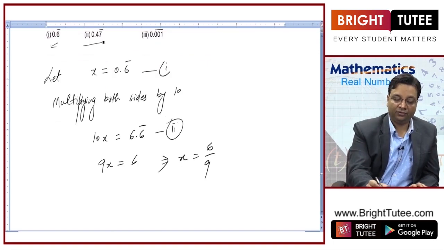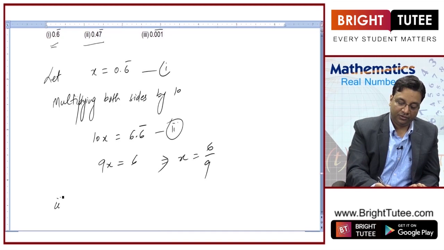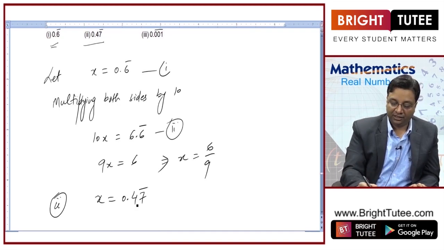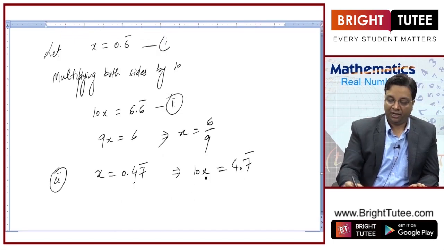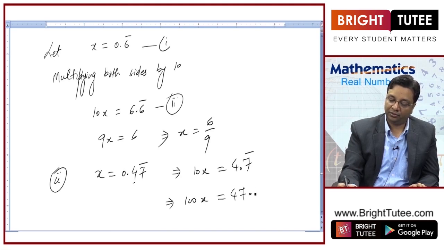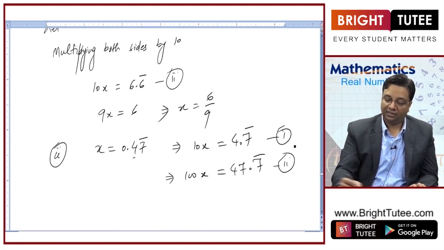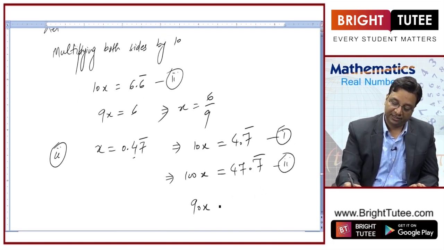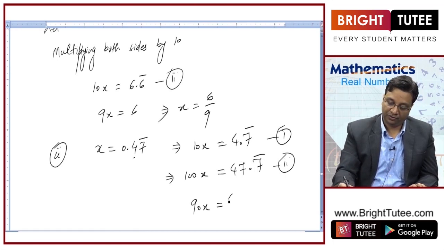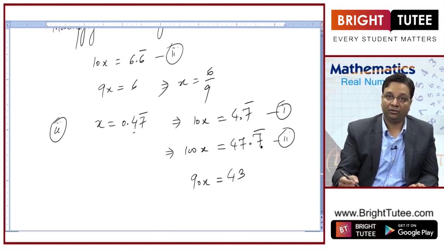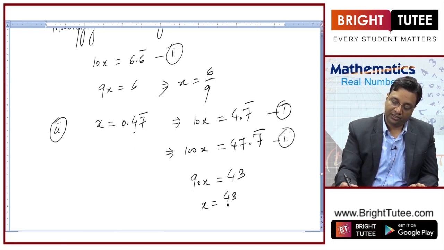Next one is 0.47 bar. So, for this one, I will assume x equal to 0.47 bar. First thing, I will bring this non-repeating digit on the left. So, 10x is equal to 4.7 bar. Now, I will multiply both sides by 10. So, 100x will be equal to 47.7 bar. Now, this is my equation 1, this is equation 2. I will subtract 1 from 2. So, I will have 90x equal to 47 minus 4 is 43. And repeating block got eliminated. x is equal to 43 by 90.